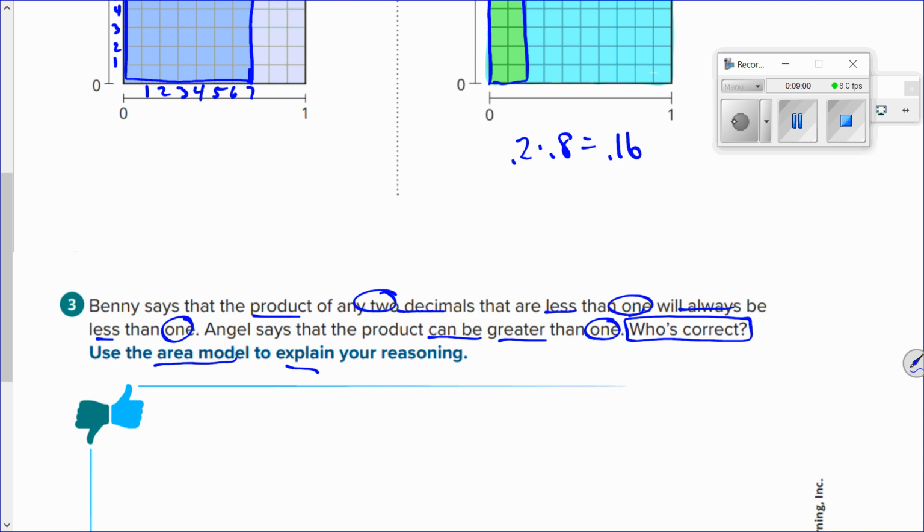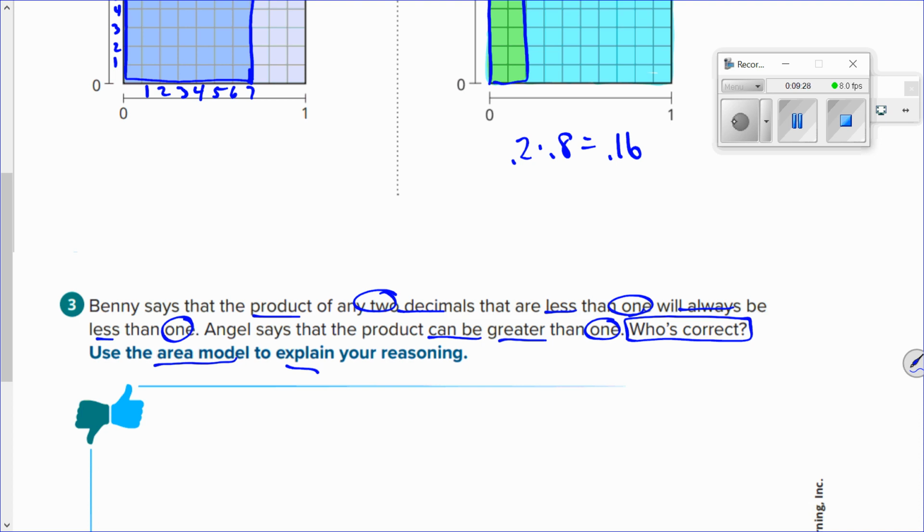Guys, 90% of the time, if you see one that says always and the other one that says can be, 90% of the time that can be is going to be the correct answer. Why? Because can be gives you a lot of flexibility. Always is very hard and firm. So you have to be very confident to choose an always over a can be. In this case, Benny was right.